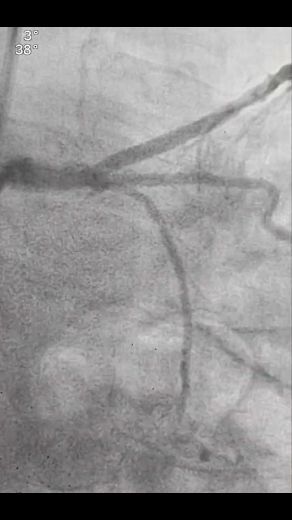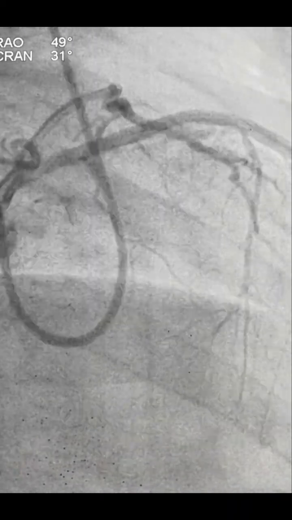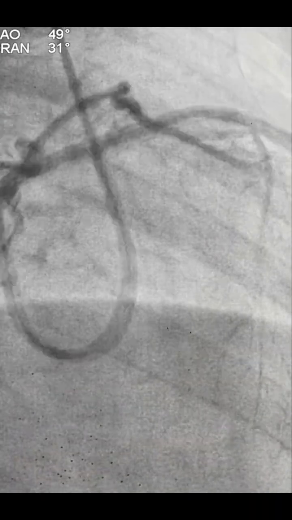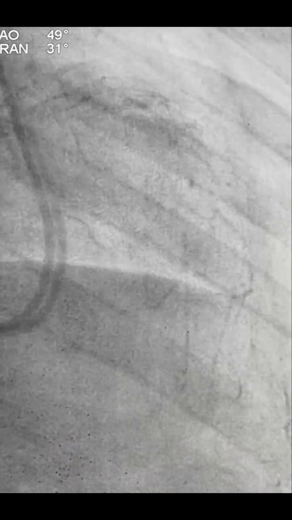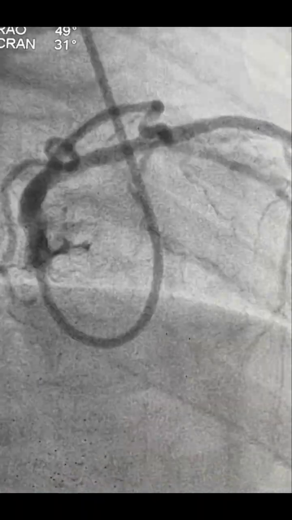You can see TIMI 3 flow. There's no residual thrombus. Certainly you can see in this epicranial view also, there is no residual thrombus, there is no residual stenosis in this LAD and this Ramus. So this was the angioplasty in this Wellens pattern patient.